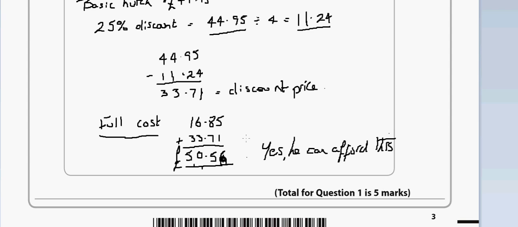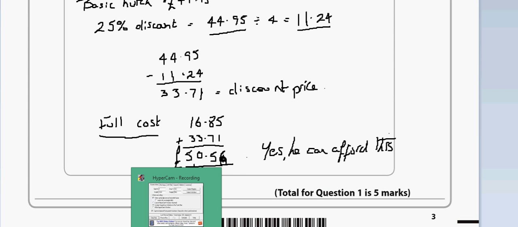Okay, so I hope that makes sense. I'm sorry about the wobbly writing, but I would improve. Okay, so that's question 1b, so we'll move on to the next one.